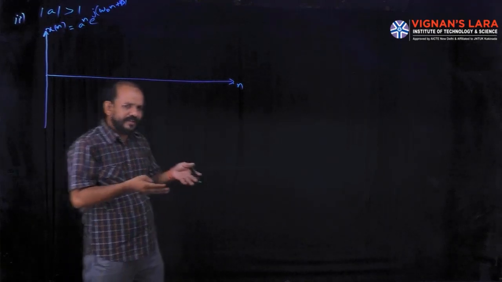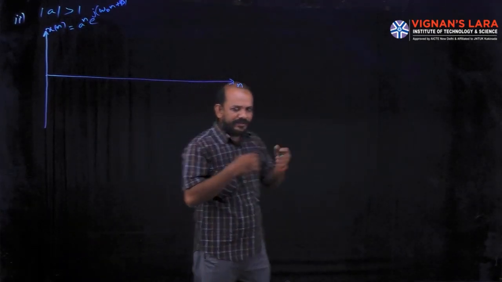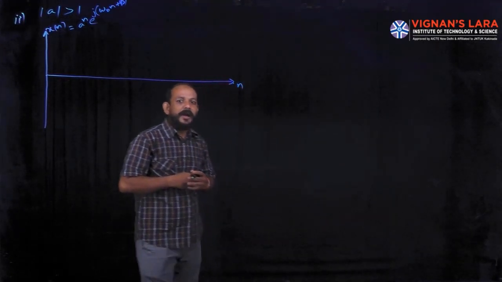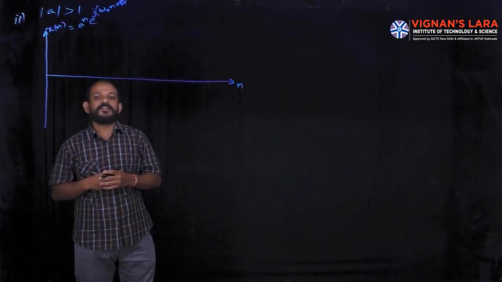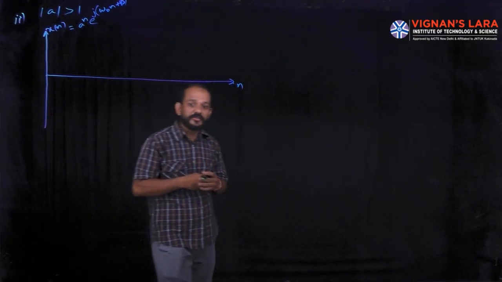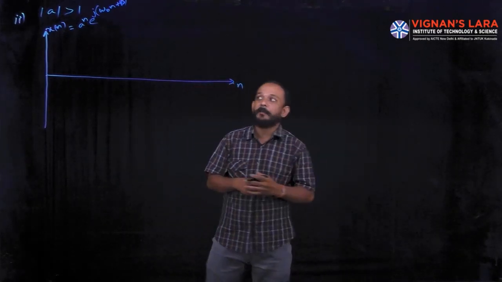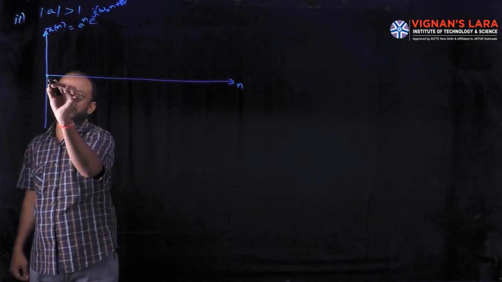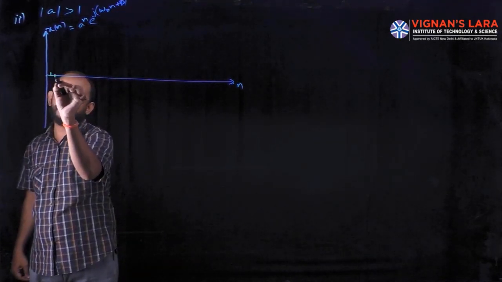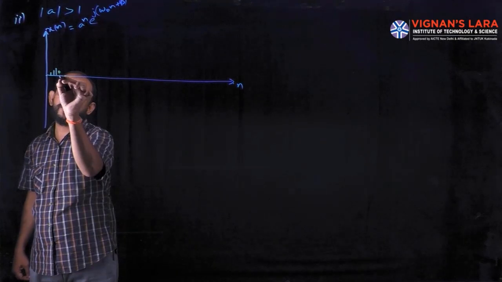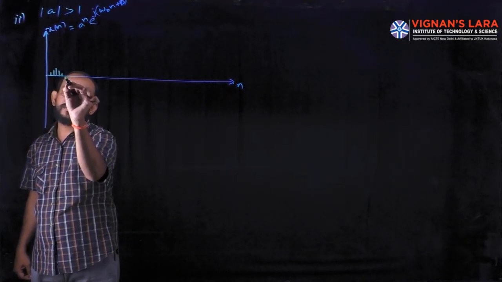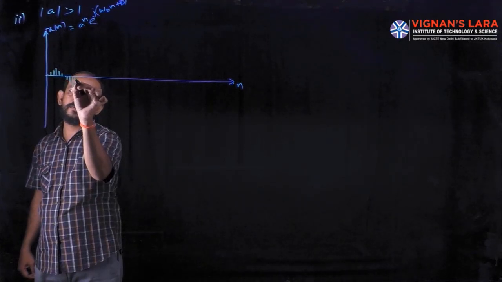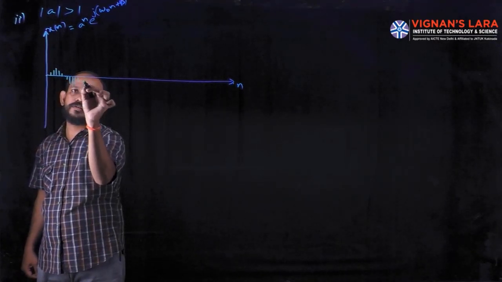Simply, mod a is greater than 1. That is, there is an increment in that sinusoidal sequence. That is, the amplitude of the sinusoidal sequence grows exponentially. So simple logic, if we start like here, it will grow.